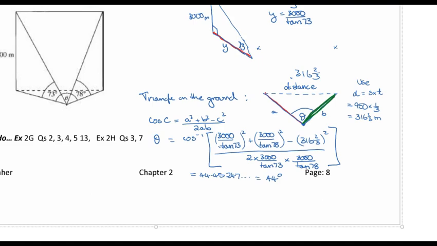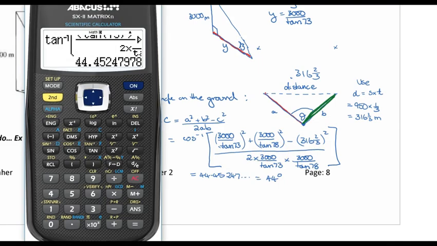And using my cosine rule, which is the cos of the angle is equal to a squared plus b squared minus c squared all over 2ab, the actual angle is cos inverse of that calculation. It looks pretty messy, but it sits here on the calculator. It's all there underneath that, and it brings up 44.45 degrees, which to the nearest degree is 44 degrees.